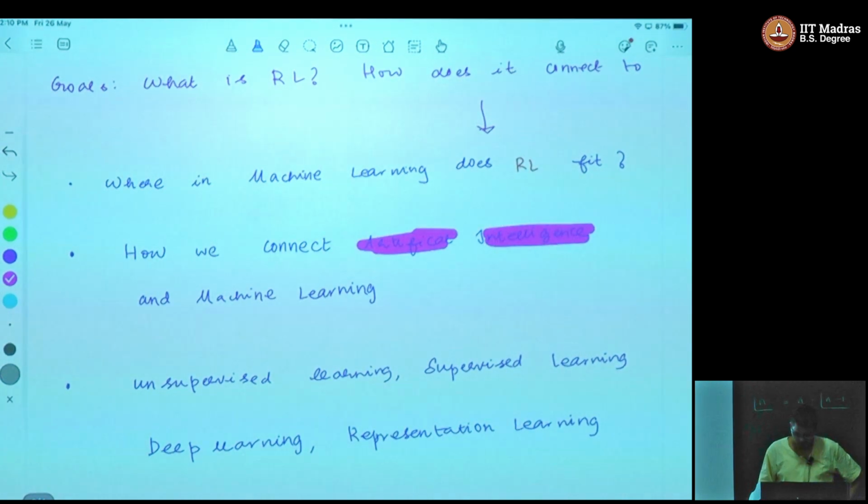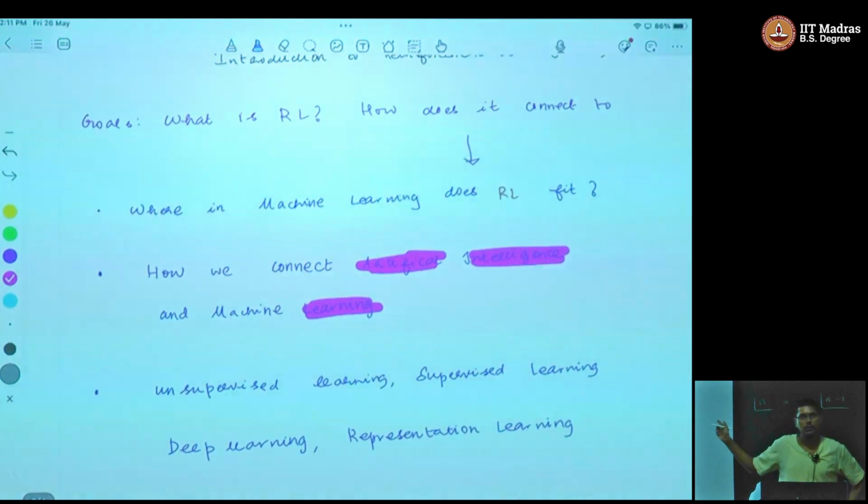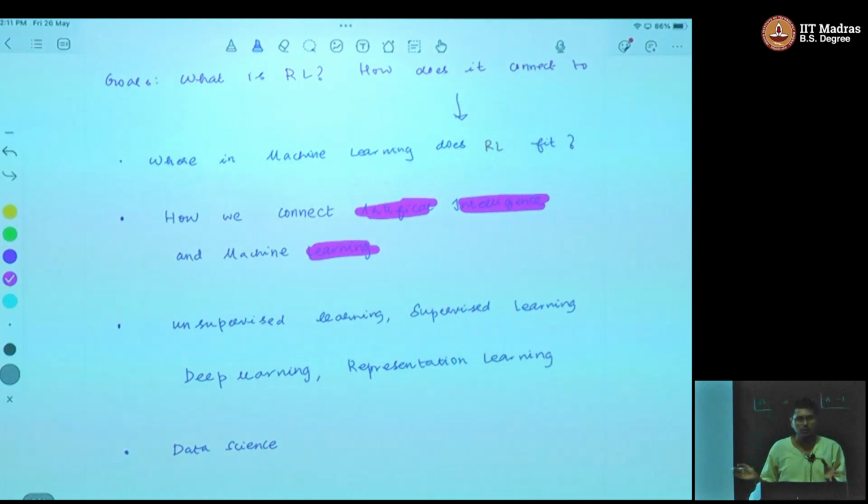This is one keyword that you would want to take. Then we would want to look at the keyword learning. For now, this is our sub goal. The overall goal is the stated goal. We want to understand what is reinforcement learning and how it is connecting to all these keywords: supervised learning, unsupervised learning, deep learning, representation learning, and then data science, so on and so forth, right?